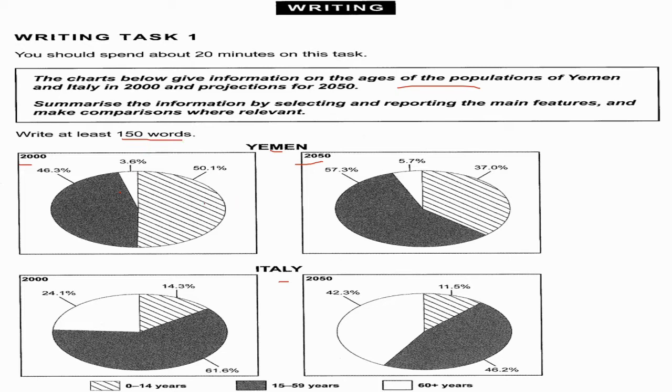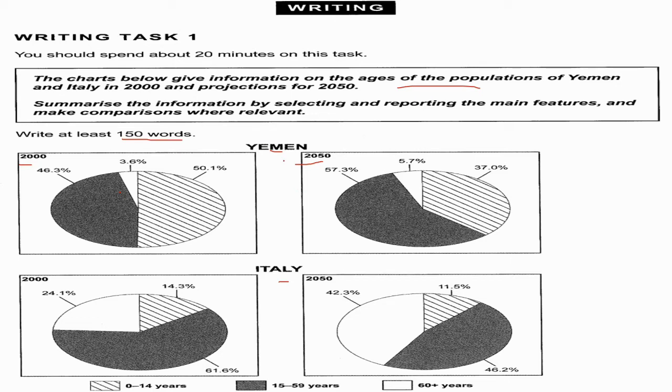As we can see, the legend or the various shading is like this. This one is from 0 to 14 years, these diagonal lines. The darkened area is 15 to 59 years. Then this one, the clean area or the white area, this is 60 plus years.